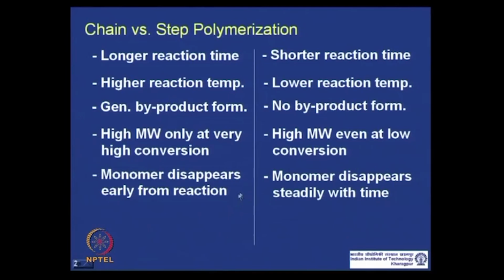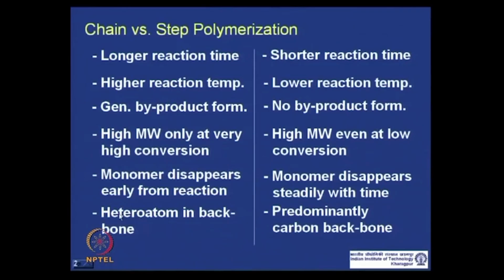In case of step polymers, as you have seen from the earlier pages, the monomers disappear early from the reaction, whereas in case of chain polymers the monomers disappear steadily with time, and as monomers disappear you get high molecular weight chains forming. And typically in step growth polymers you have heteroatoms in the backbone, whereas chain polymers are typically formed with a carbon backbone.